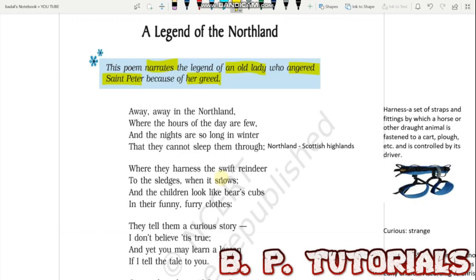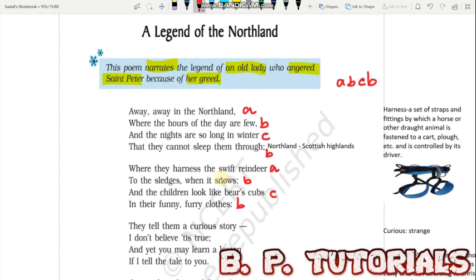Well, before we get into the poem, let us check out the rhyme scheme that runs in the poem. What is that? Rhyme scheme is actually A, B, C, B. Let us check it out. Northland A, few B, winter C, and through B. Reindeer A, snows B, cubs C, clothes B. So this is the rhyme scheme that runs in the poem.